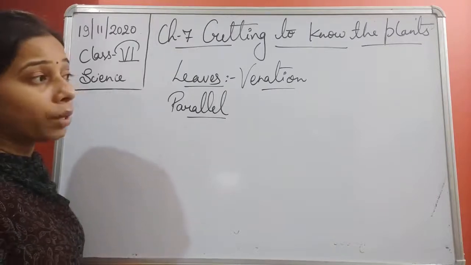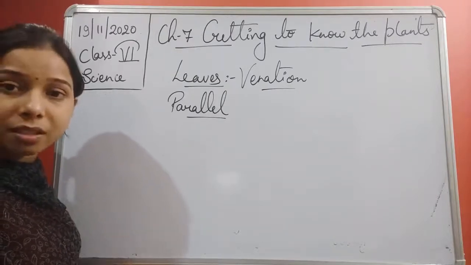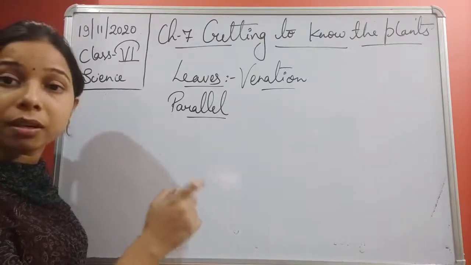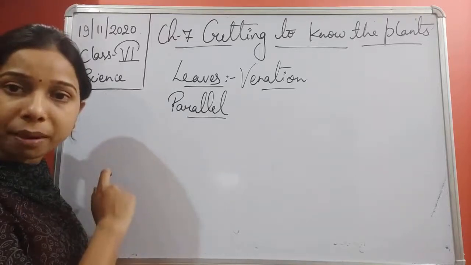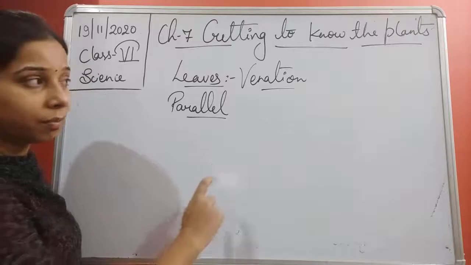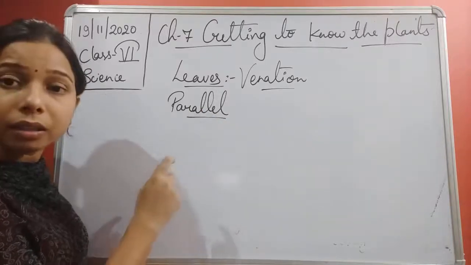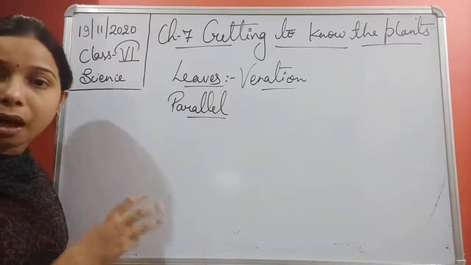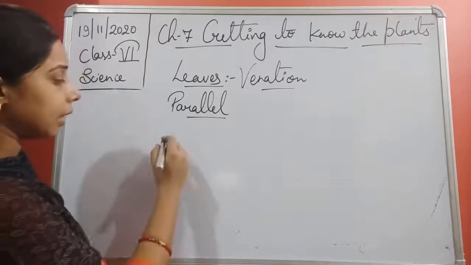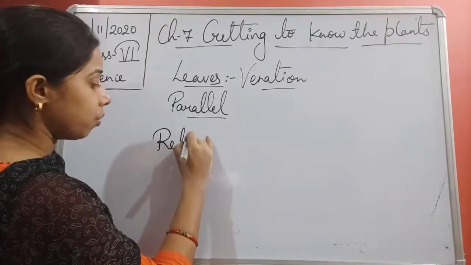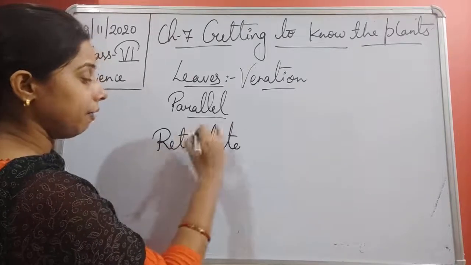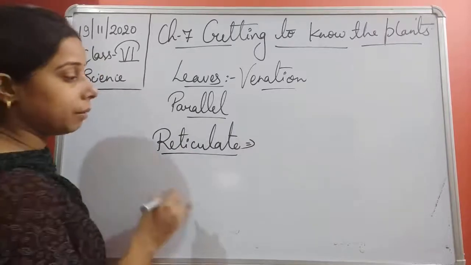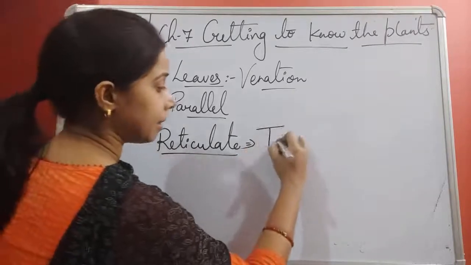By looking at the leaves, how can you tell what kind of root is present in the plant? We can say that there is a relationship between the leaves of the plant and the roots of the plant. By looking at the arrangement of the veins on the leaf, we can tell what kind of root the plant will have. If a plant leaf has reticulate venation, the kind of root present in that plant is the taproot.